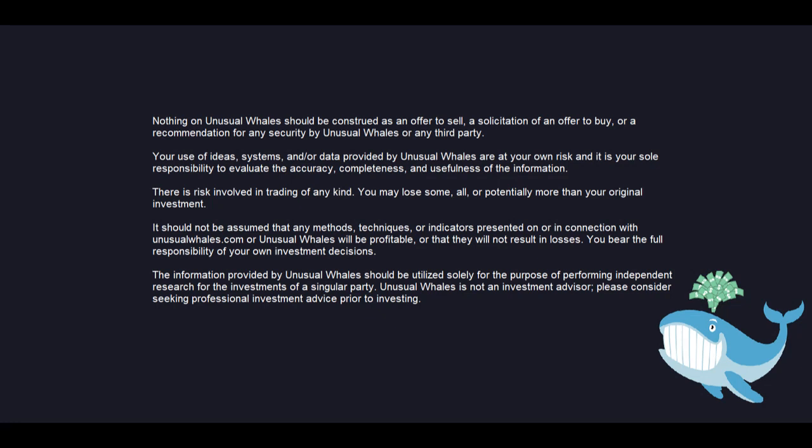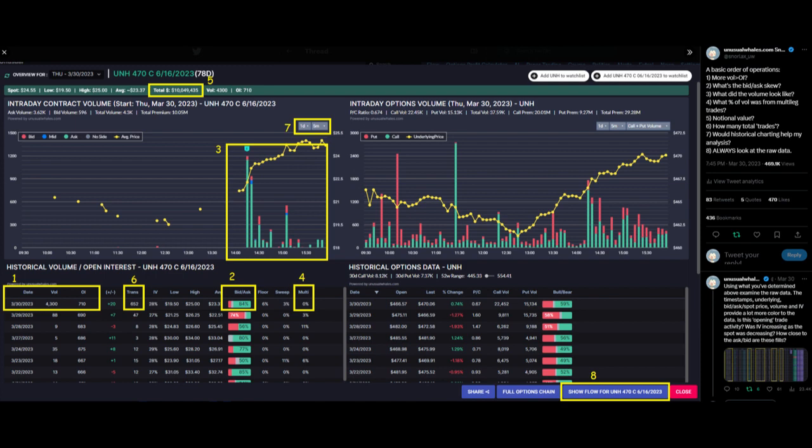Today I want to break down this tweet that I've had pinned on my profile for a couple of months now. It provides a pretty simple step-by-step guide of things to look at when examining the contract data as seen here. The UI has changed slightly as the platform has gotten updated, but the major elements remain the same.